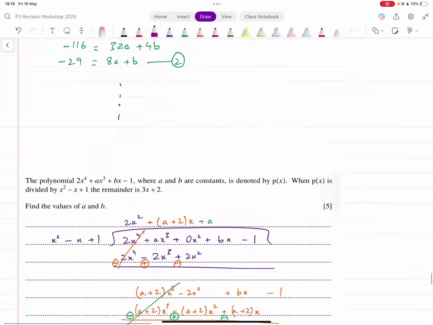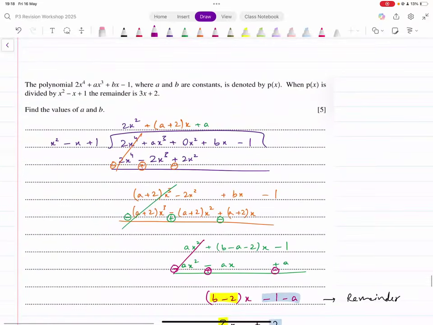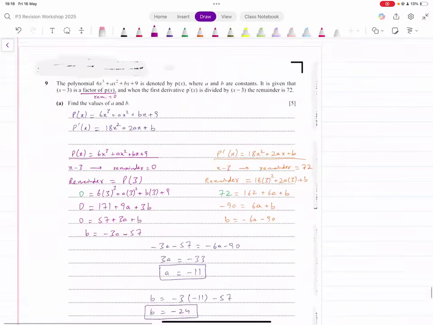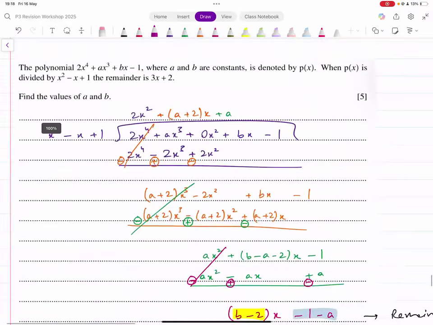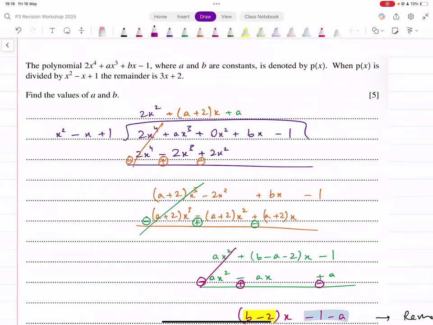Okay, let's move on. Just a couple of examples, then we have a break. Okay, let's have a look at this. Now, this is something a bit more complicated. Sometimes you end up getting a long division that is quite complicated.